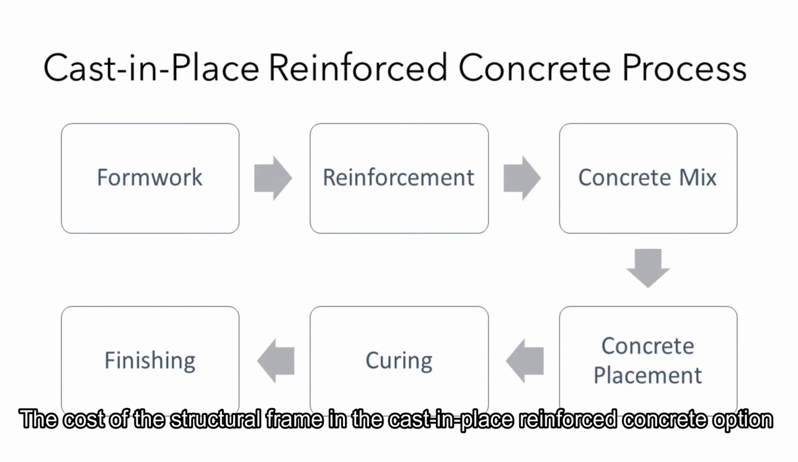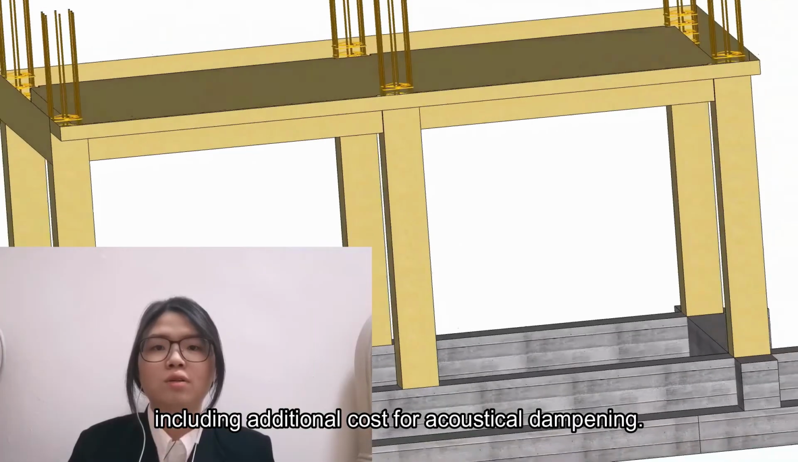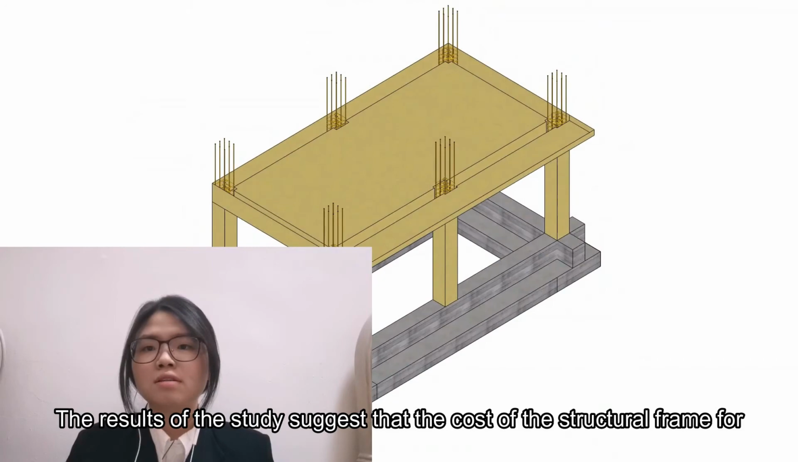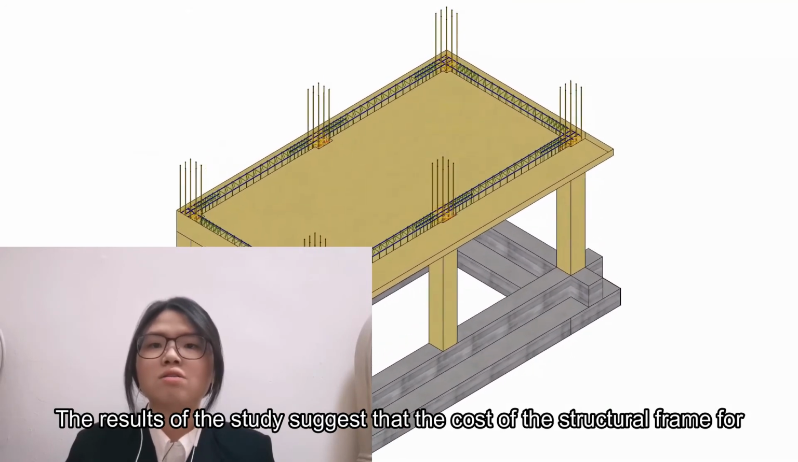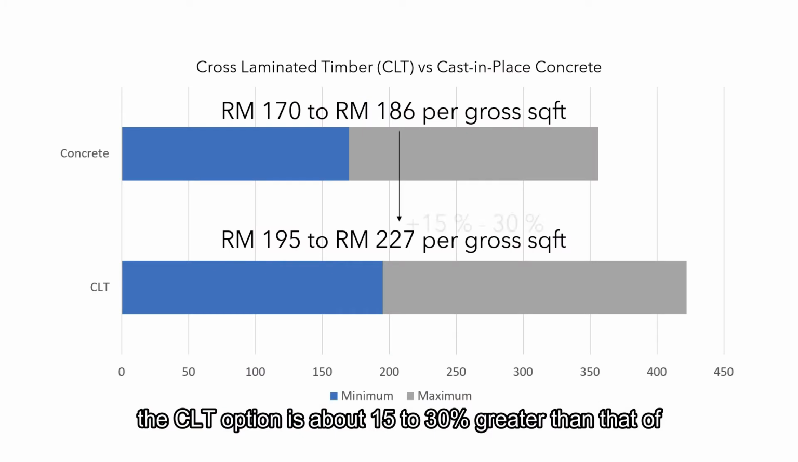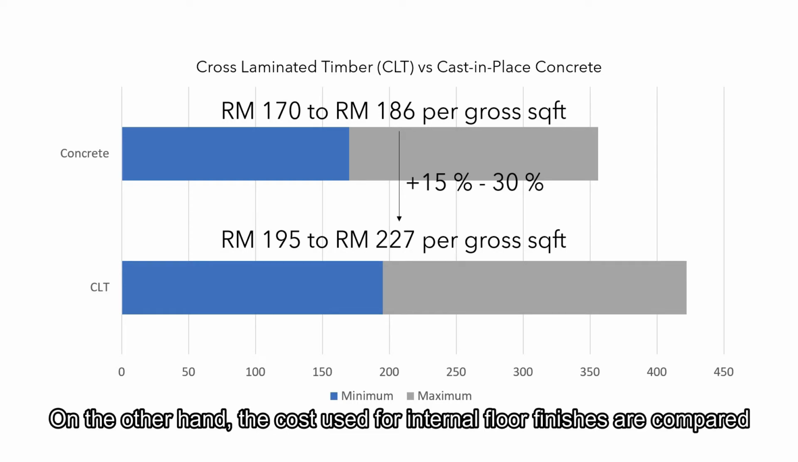The cost of the structural framework in the cast-in-place reinforced concrete option is estimated to range from $170 to $186 per gross square foot, including additional costs for acoustical dampening. The results of the study suggest that the cost of structural frame for the CLT option is about 15 to 30% greater than that of the cast-in-place reinforced concrete option.